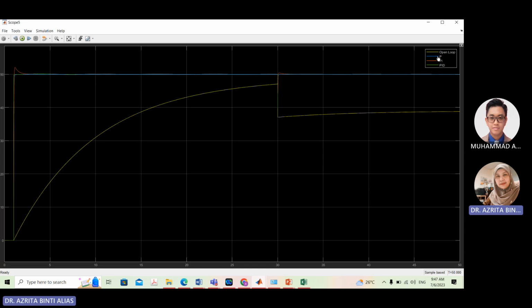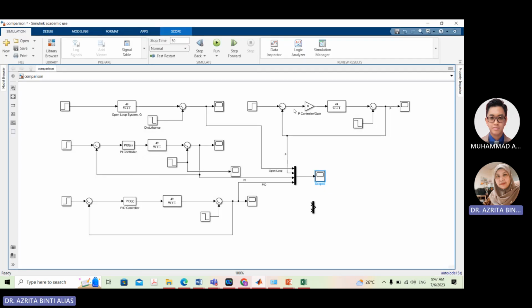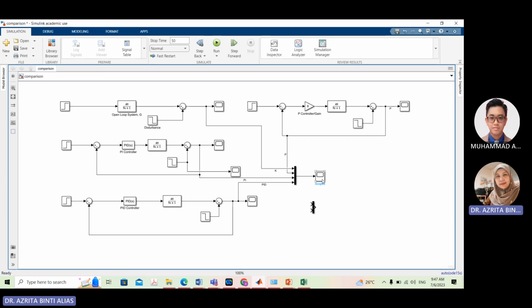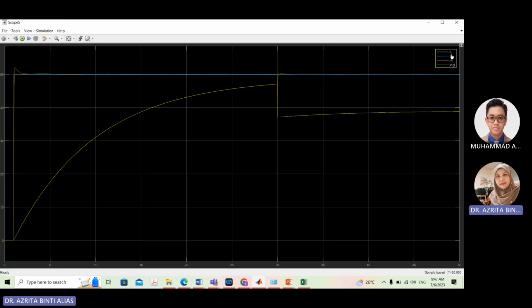The yellow one is the open loop. The blue one is the P, PI, and PID. Kalau letak dekat sini, the name is here. Kalau letak, let's say, kita letak ni sebagai K. So when I run this system, nampak, the name here is K. Faham tak? Faham. So after that, you need to print screen this result.